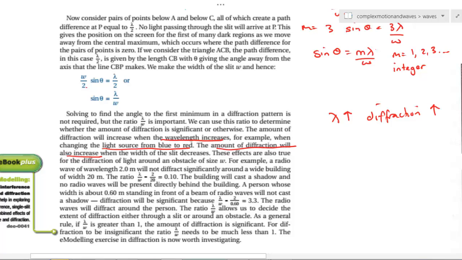And when the wavelength decreases, the diffraction will decrease. This is a relationship here. But the amount of diffraction will also increase when the width of the slit decreases. So that's also saying when the width is going down, diffraction is also going up, which is important to remember.